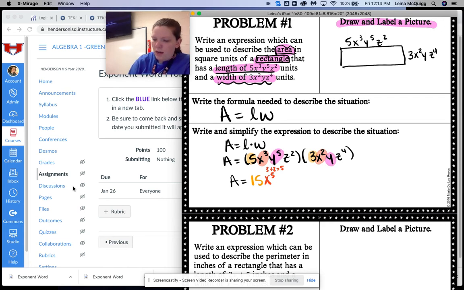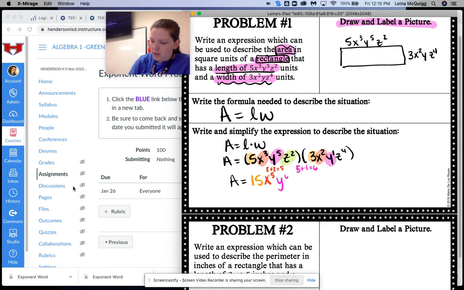Then I'm going to have y to the 5th and y. We understand that this exponent is a 1, even though I don't see it. So that means I'm doing 5 plus 1 is 6. So I'm going to have y to the power of 6.